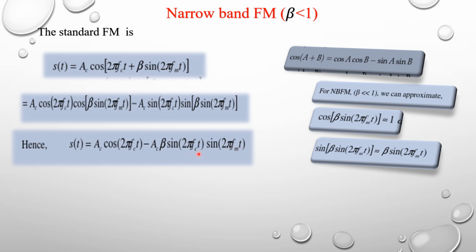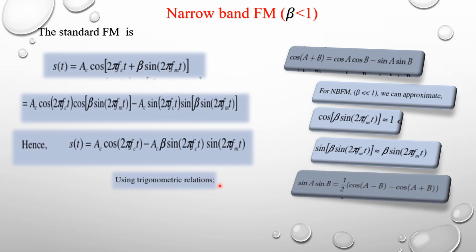The last two terms are in the form of sin A into sin B. So we know the trigonometric relation: sin A sin B equals 1 by 2 of cos(A minus B) minus cos(A plus B), or 1 by 2 of cos(A plus B) minus cos(A minus B). This is the sin A sin B function. Just expand the equation.